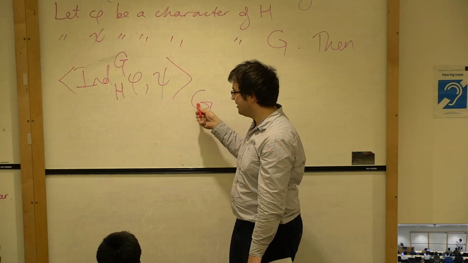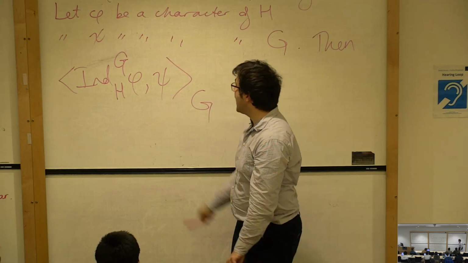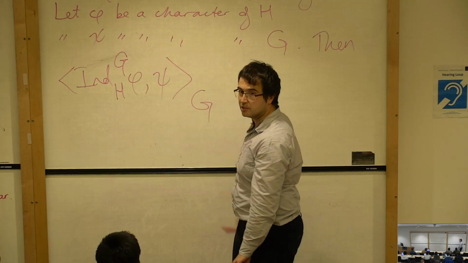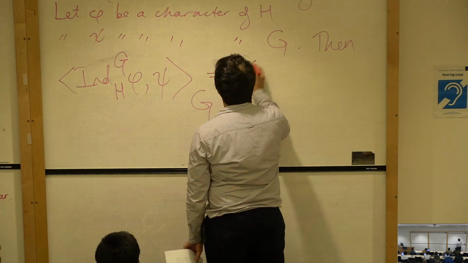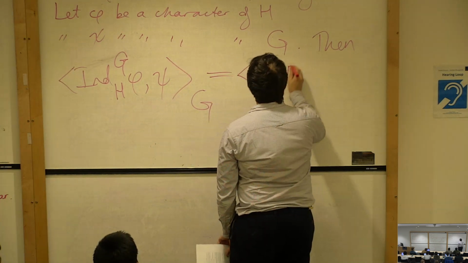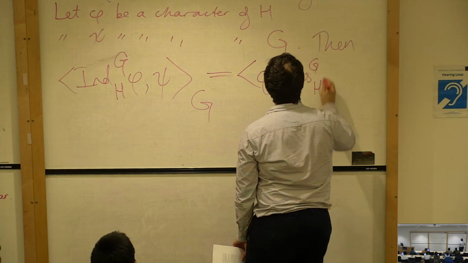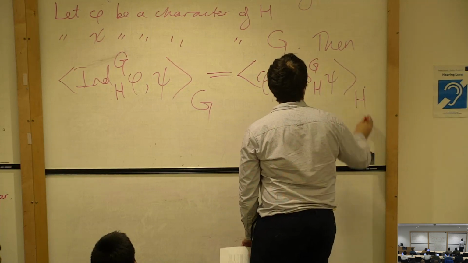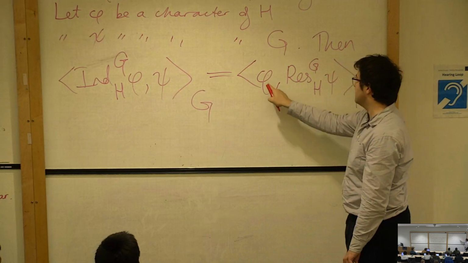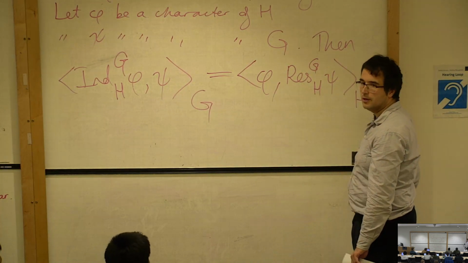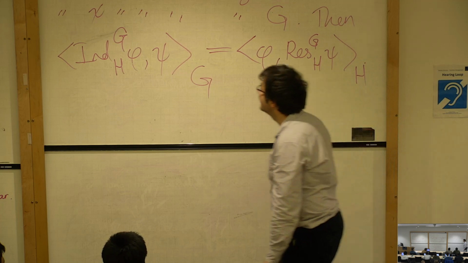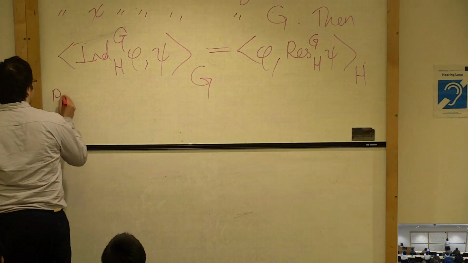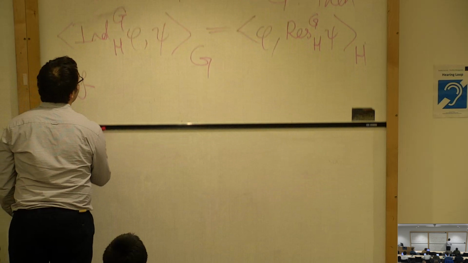Okay, this is an object in the space of class functions on G, as psi, because it was a character of some representation of G. I take the inner product. Okay? And the claim is the same as phi. I can also, instead, take the inner product of phi with the restriction to H of the character. Statement clear? Okay.